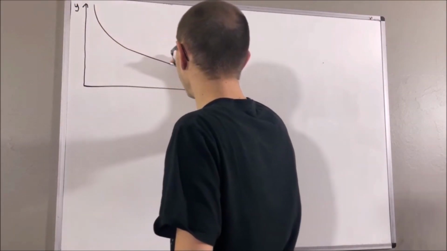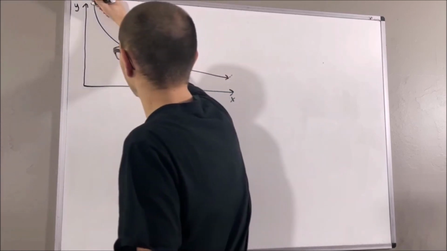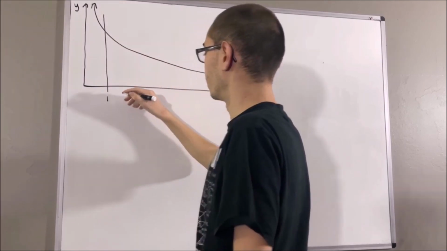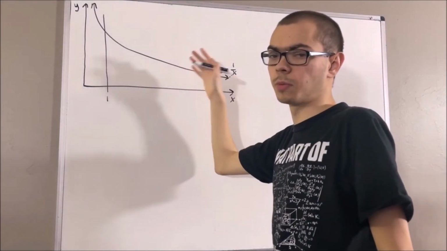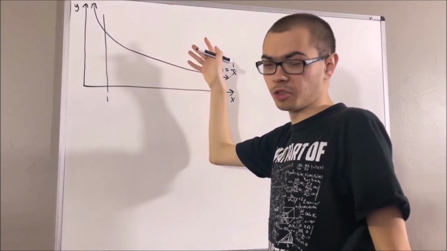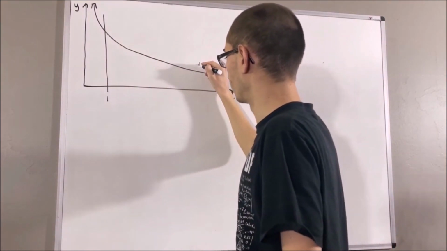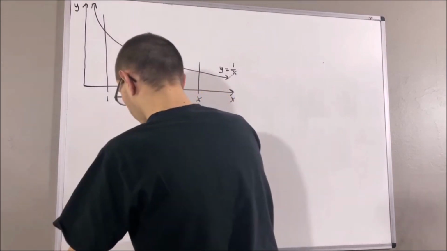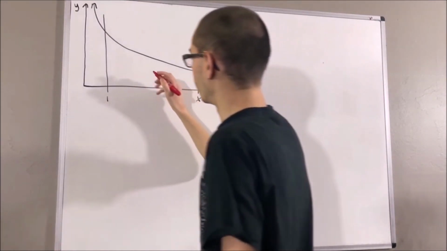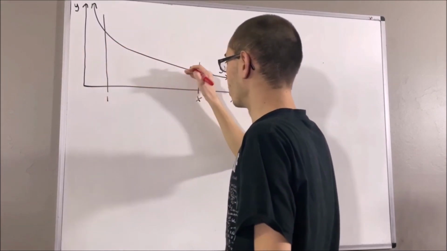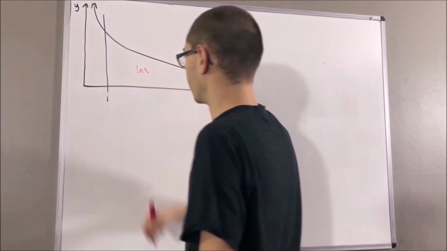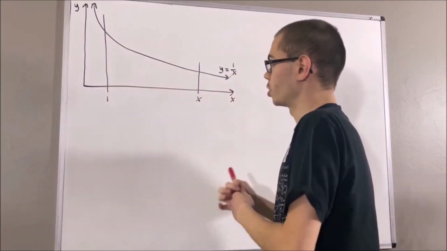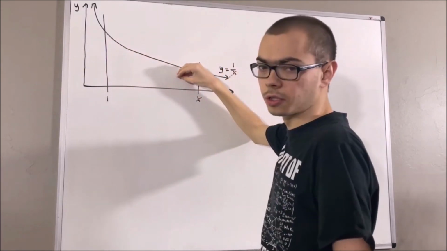We're going to consider the graph of y equals 1 over x. We're going to say that 1 is right here, and we're going to consider an arbitrary positive real number x. And just for the sake of illustration, we're going to say that x is bigger than 1. We'll say that x is right here. Now, from experience, you probably know that the area under the curve from 1 to x is precisely the natural log of x.